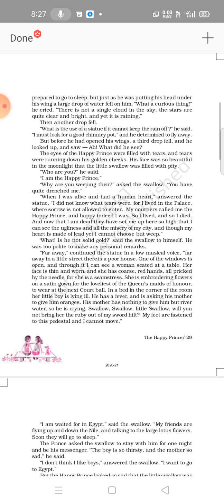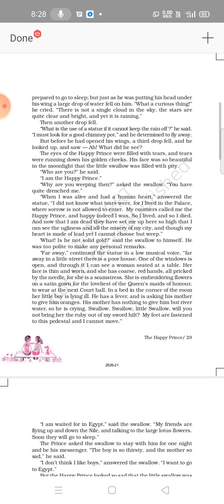The happy prince told the swallow that there was a little match girl. You know, match, diya salai, match girl who sold matches. Now see, the happy prince told the swallow that there was a little match girl in the square below.